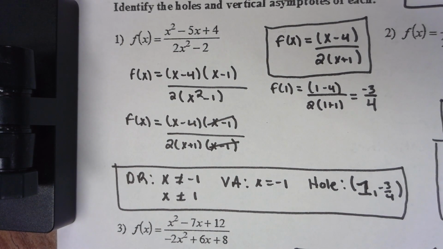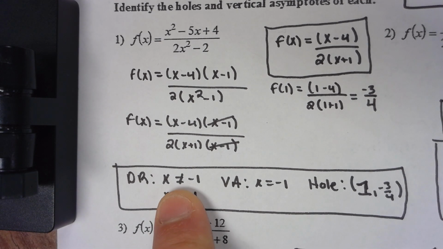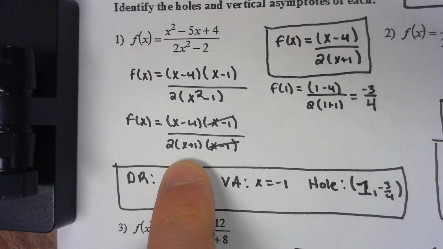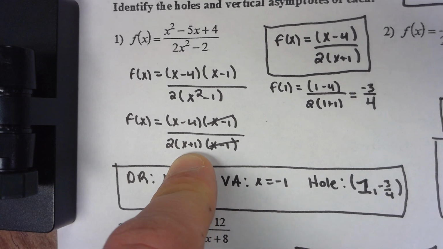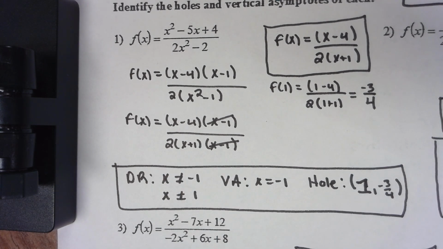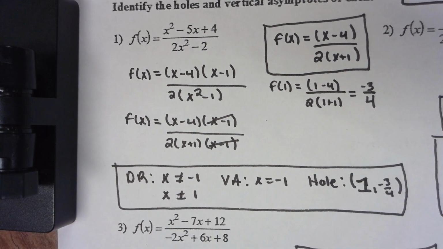Now, before I cancel anything out, I think it's really helpful to write down the domain restrictions before I simplify anything. And right now, my domain restrictions come from negative 1. That comes from the x plus 1. If I plug in negative 1 there, that's 0. So that means I have something going on at negative 1. X minus 1 means there's a domain restriction at positive 1.